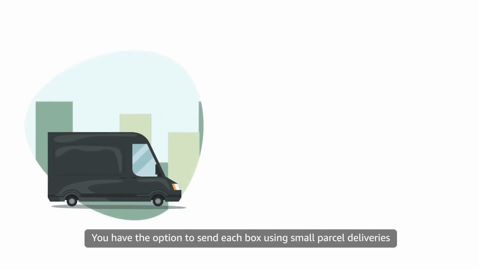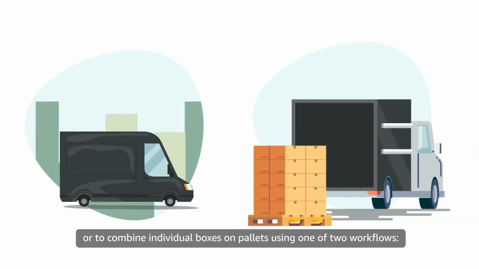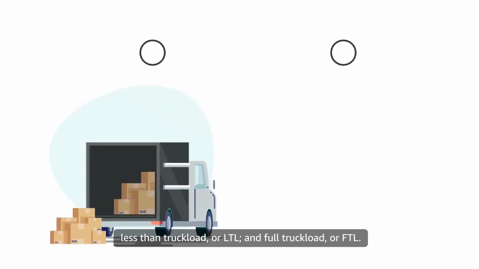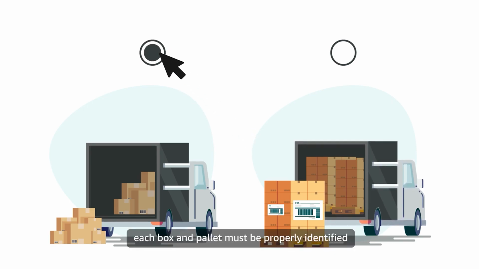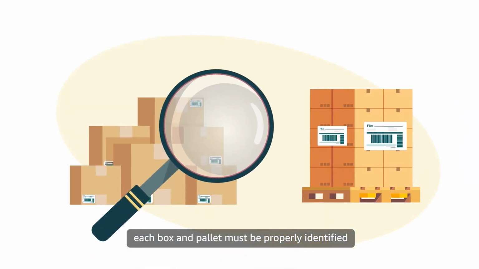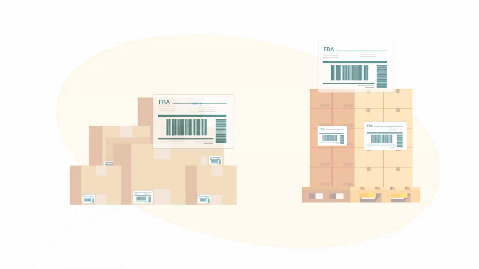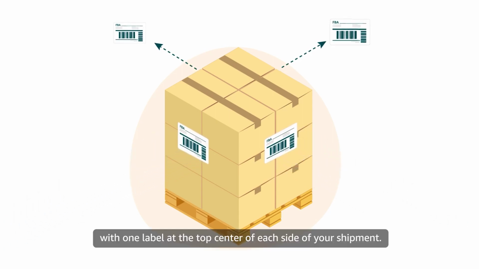You have the option to send each box using small parcel deliveries or to combine individual boxes on pallets using one of two workflows: less than truckload, or LTL, and full truckload, or FTL. Whichever option you choose, each box and pallet must be properly identified with a unique box ID label and pallet label. If you ship pallets, 4 total pallet labels must be applied to each pallet, with one label at the top center of each side of your shipment.